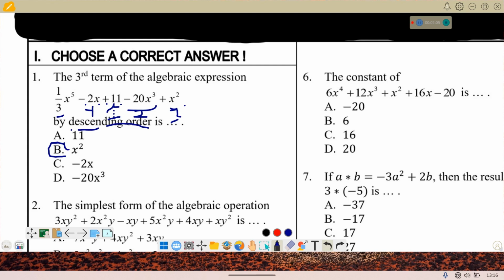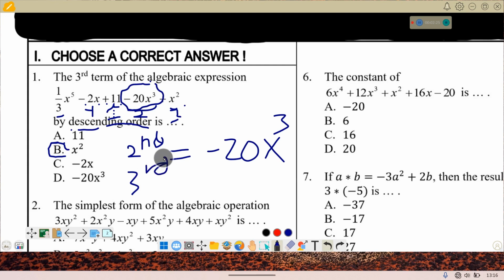Okay, if they ask you for the second term, it means this is negative 20x cubed. And for the third term, it is positive x squared. So the answer is B.